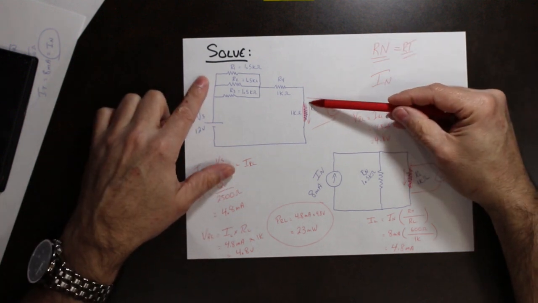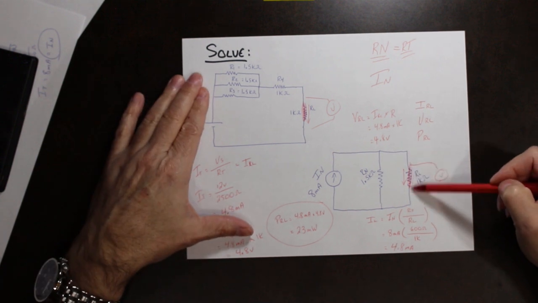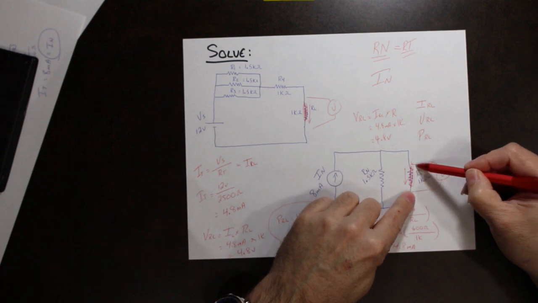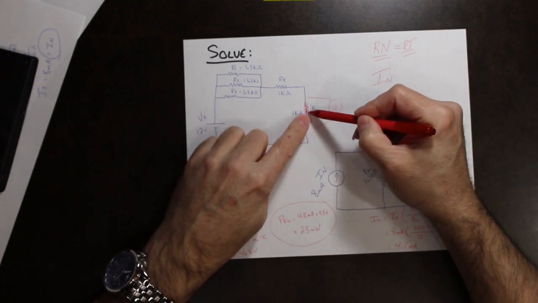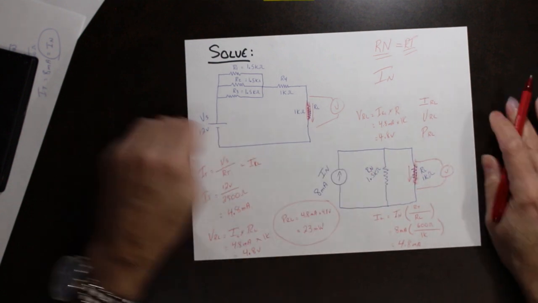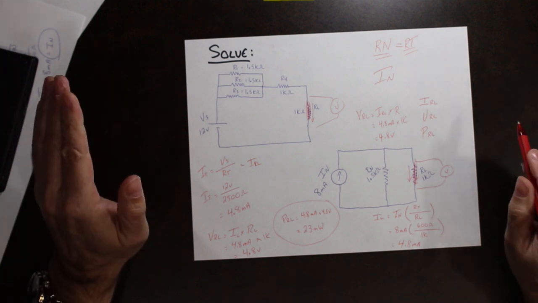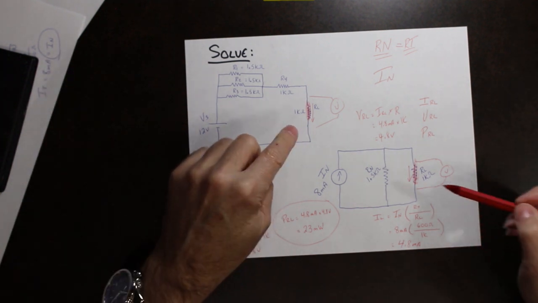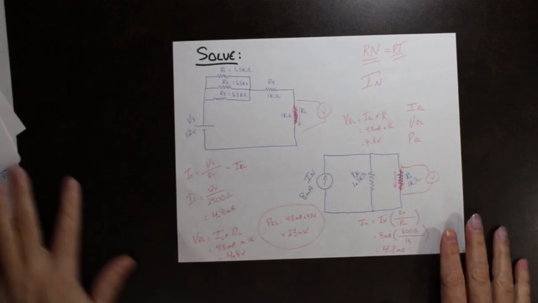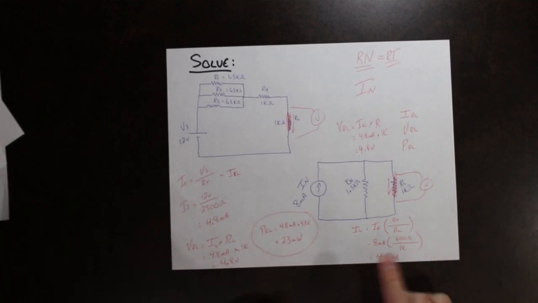The current going through this resistor is exactly the same as the current going through this resistor. The voltage drop across this resistor is exactly the same as the voltage drop across this resistor, and the power dissipated in this resistor is exactly the same as the power dissipated in this resistor. So, with respect to the load, these two circuits are equal. All right, so that's our procedure. Again, we have proven that these things are indeed equal with respect to the load.